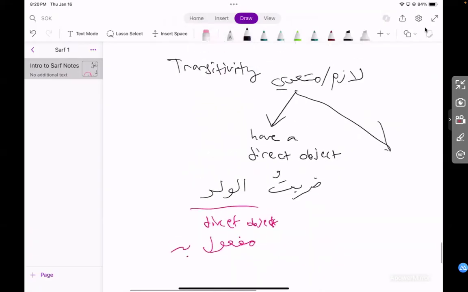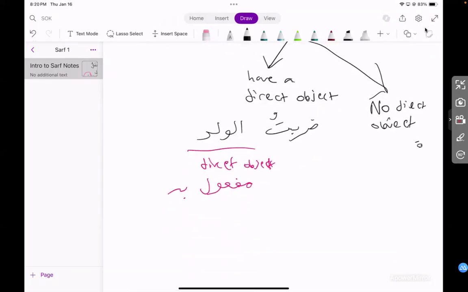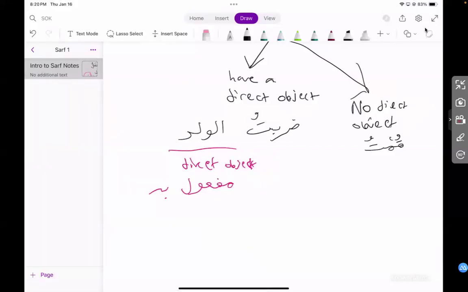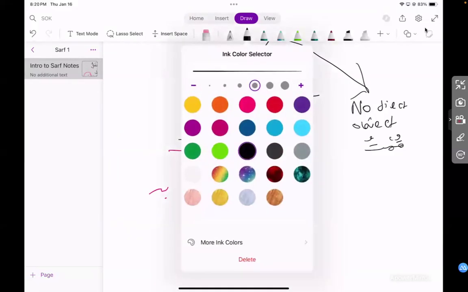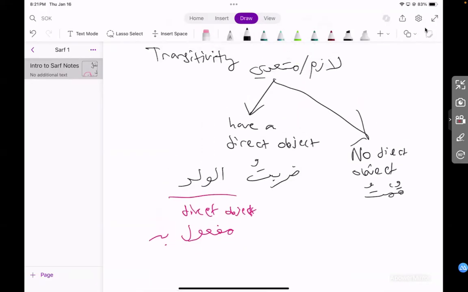Whereas on the other hand, you'll have some af'al which do not require a direct object, right? So no direct object. For example, the word qumtu, right? I stood. It doesn't require any direct object. You just stood, and it's a complete sentence. The difference is if I say darabtu and I do not add a maf'ul bihi, it's an incomplete sentence because I'm waiting for a direct object. Whereas in the case of lazim, which doesn't require a direct object, it's complete without anything after it, right?